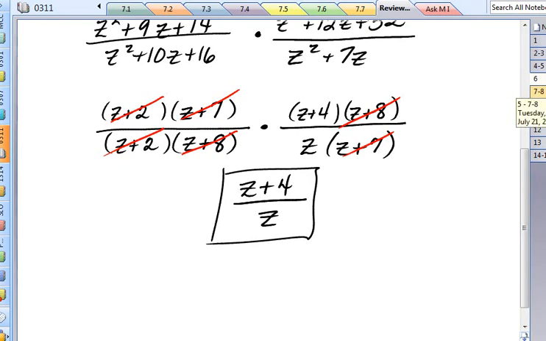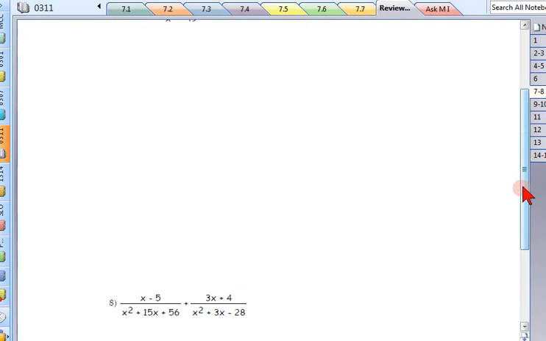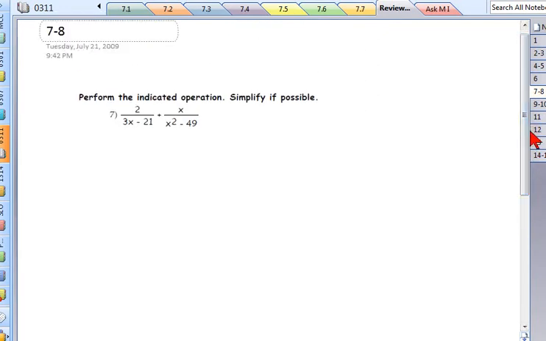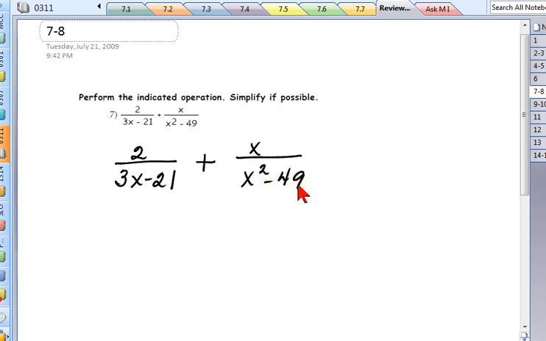Okay, so we've done multiplication, we've done division. Problems 7 and 8 are addition, and 7 and 8 are the longer problems. Okay, I may need to add some space between these because I have 2 times 3x minus, 2 over 3x minus 21 plus x over x squared minus 49.